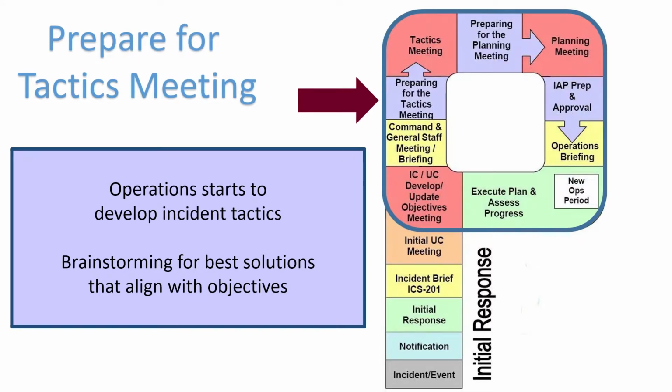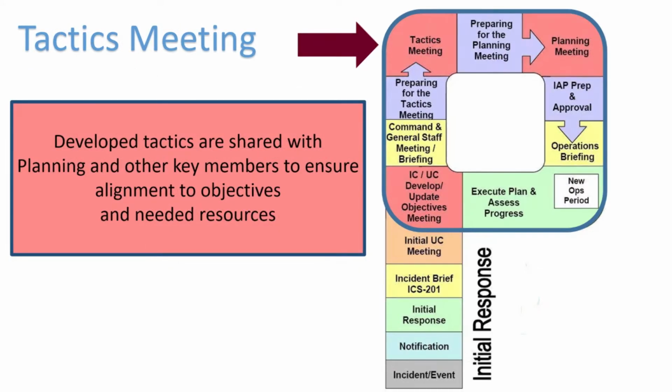At the tactics meeting in the next phase, the tactics that were developed by the operations section are shared with others, including the planning section chief, logistics, finance, safety, and others that may need to provide input on the tactics. The incident commander will not be at this meeting, as it's a working meeting to develop final tactics that will be briefed during the planning meeting. All tactics should have assigned resources, which include people and equipment as needed. It's important that all developed tactics align to the incident commander's incident objectives.